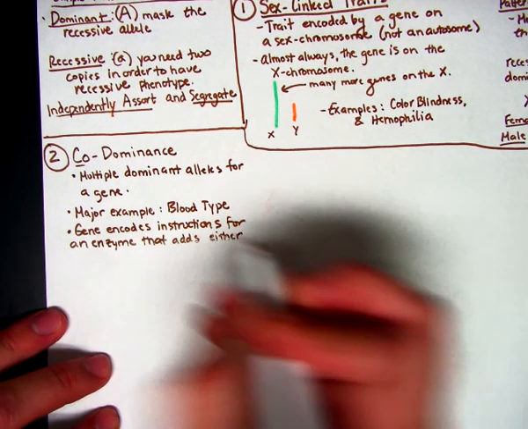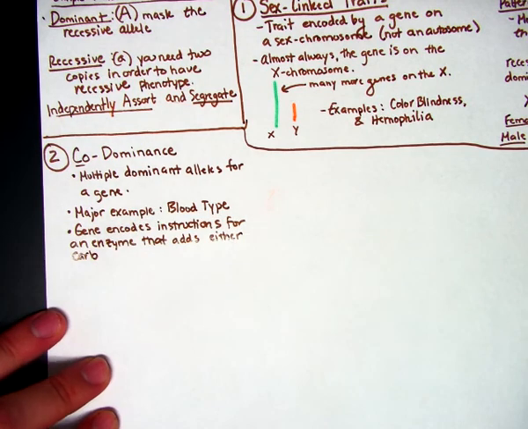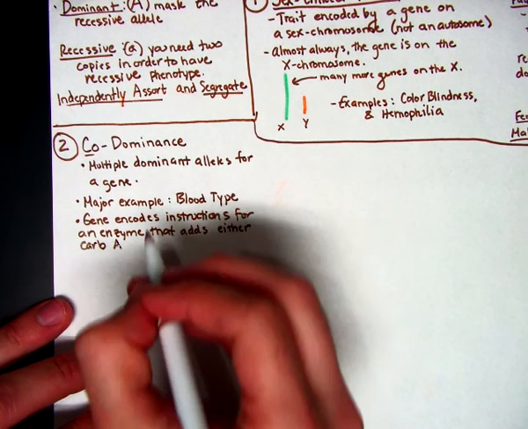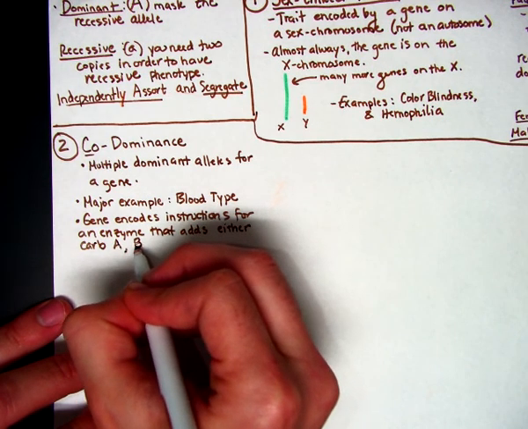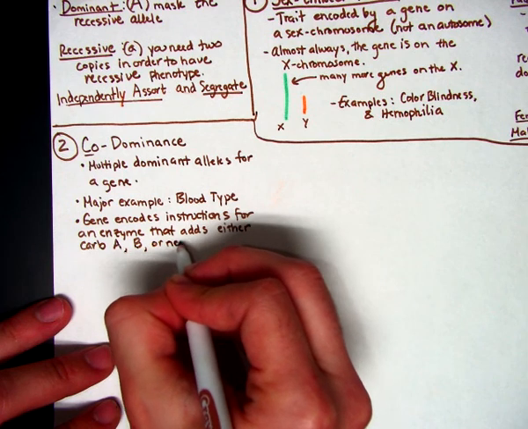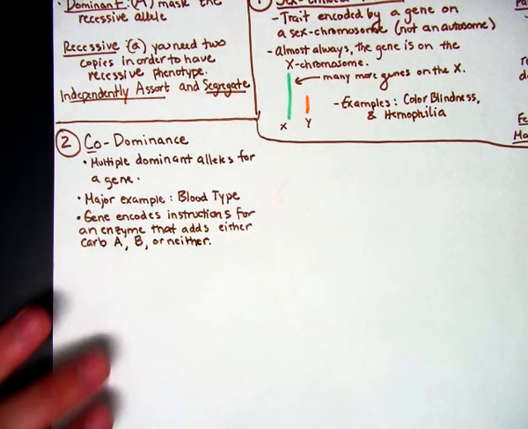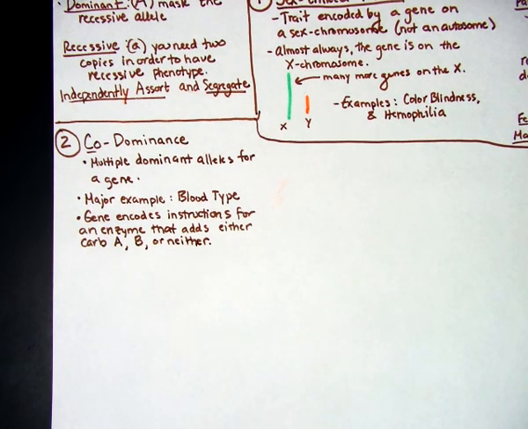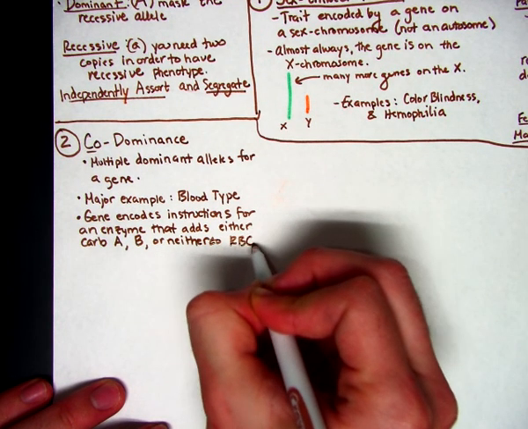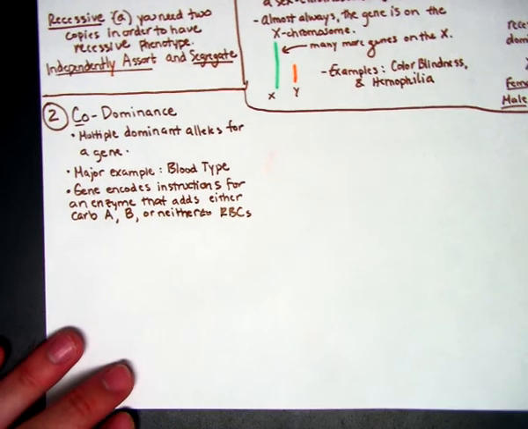either carbohydrate A, type A, carbohydrate B, or neither. This enzyme, based on the allele that's inherited, adds carbohydrate A, B, or neither. Sorry, one more thing: to red blood cells, RBCs. Okay?